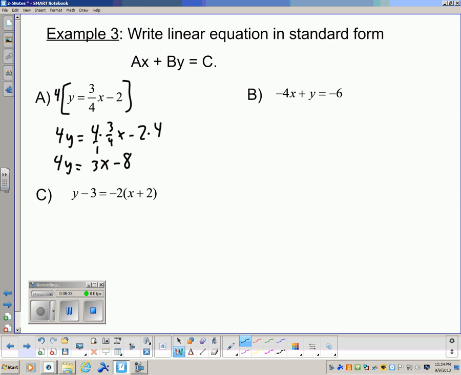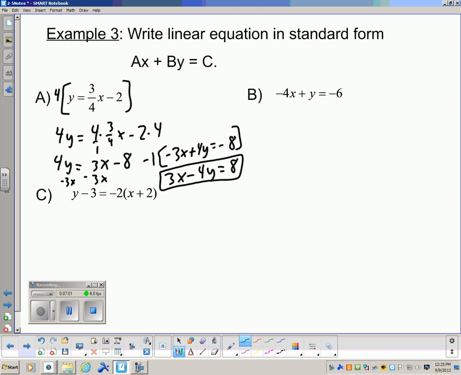So it still has to be in standard form, so I'm going to bring my 3x on over. So I end up getting a negative 3x plus 4y equals negative 8. And then notice that I've got a negative here in the front, so I'm going to have to multiply everything through by negative 1. So I have 3x minus 4y equals 8. So there we've got letter A.